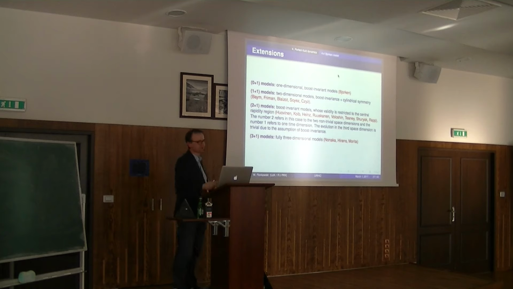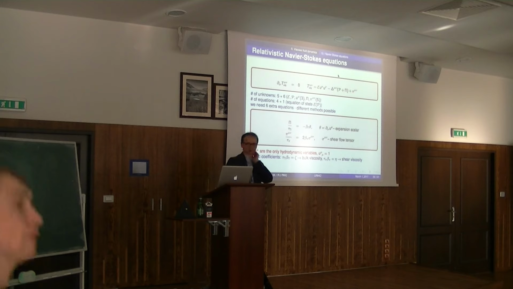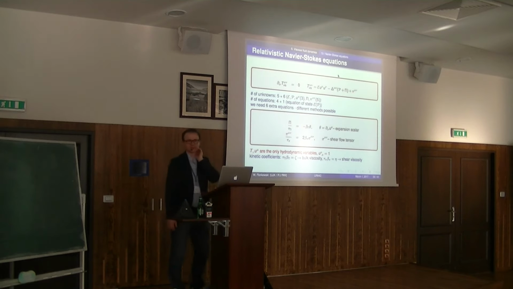2+1 means that we include non-trivial transverse expansion. So Pasi was here, one of the pioneers, with Kolb, Heinz, Sollfrank, Ruuskanen, Voloshin, Teaney, and others. Then 3+1 models appeared. And then somehow this activity with perfect fluid slowly stopped, and there was the change to viscous hydrodynamics. So I think it's now a really good time to stop. Okay, so thank you.